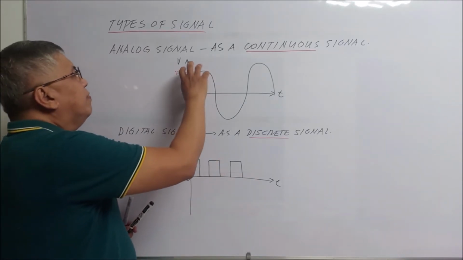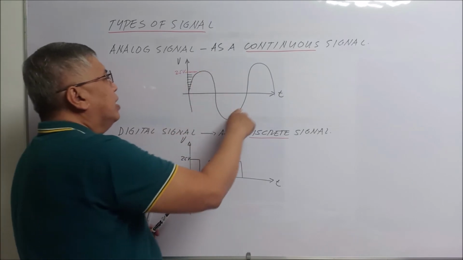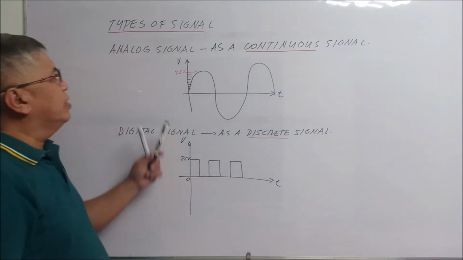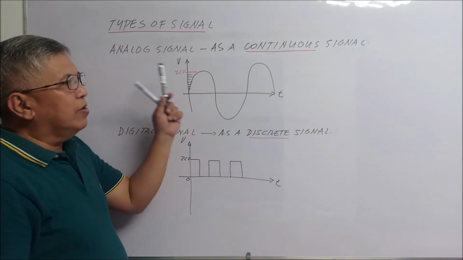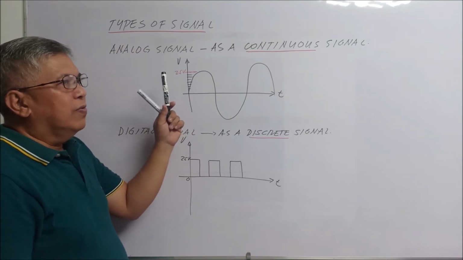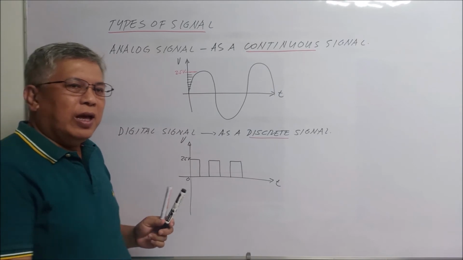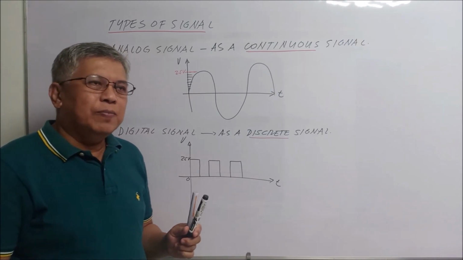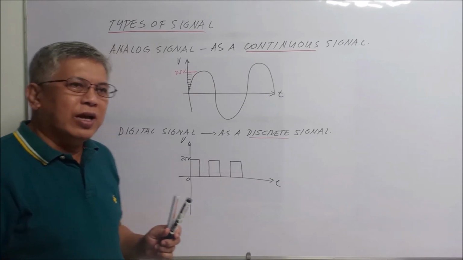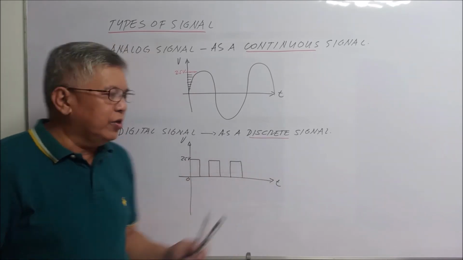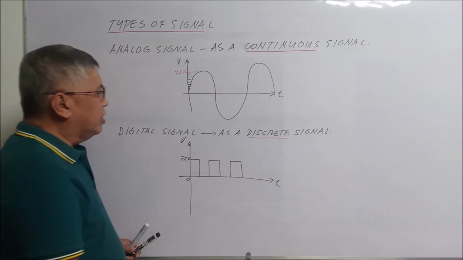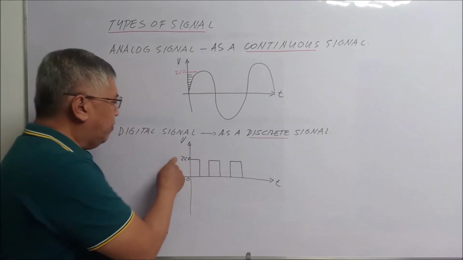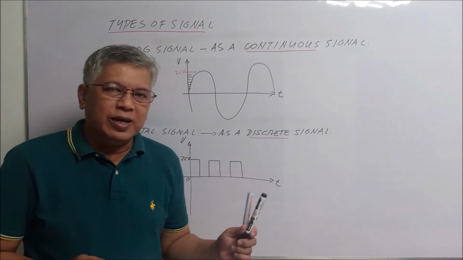Now, if you have several sine waves here, the value of your voltage, once measured, will be approximated only. So it cannot be called very accurate. We can only do an approximation. Unlike your digital signal, which is very specific. When you say 25 volts, that is exactly what you read.